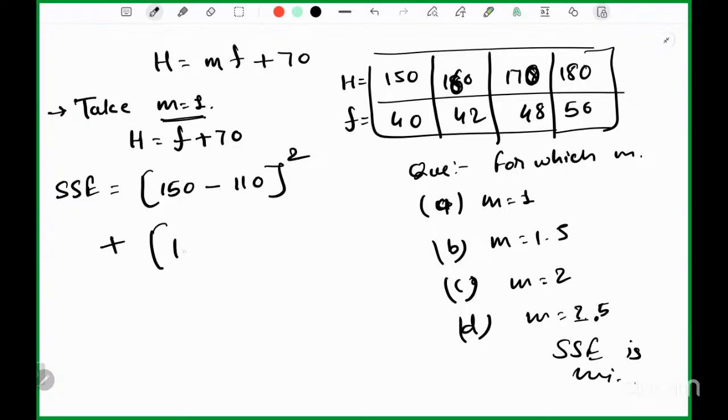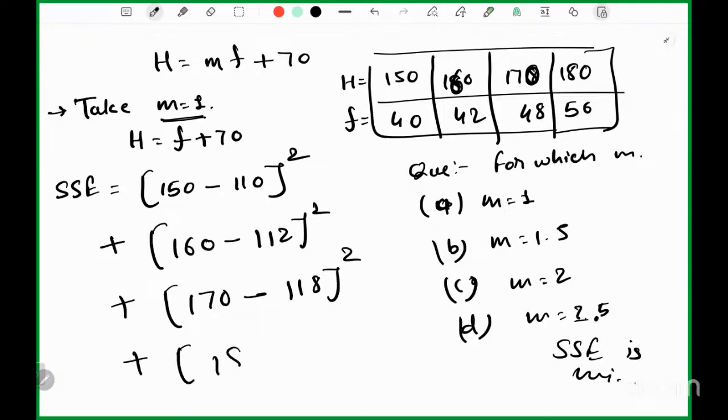Then plus 160 minus (42 plus 70), 42 plus 70 will become 112, the whole square. Then plus 170 minus (48 plus 70), that will be 118, the whole square. And then plus 180 minus (f plus 70), where you take f as 56; 56 plus 70 will be 126, the whole square. And you can calculate some number over here. So this is for m is equal to 1. Same thing you have to do for m is equal to 1.5, 2, and 2.5, and then find out the value of SSC.